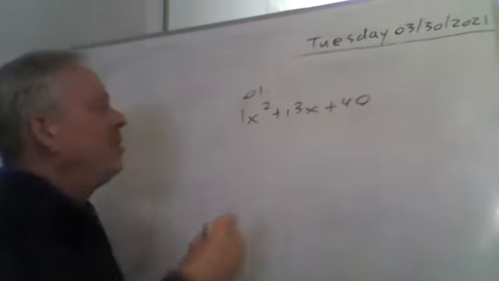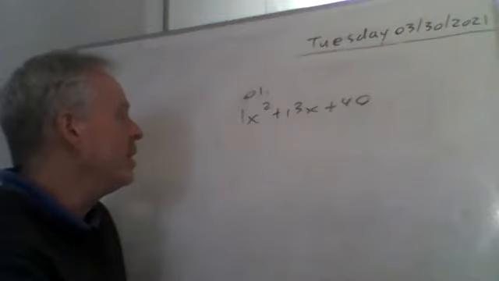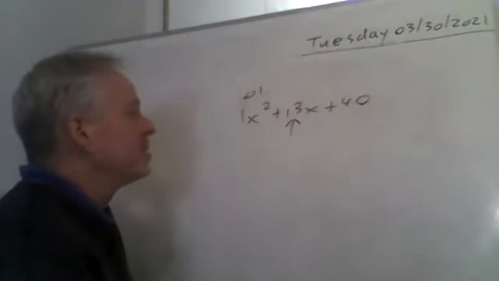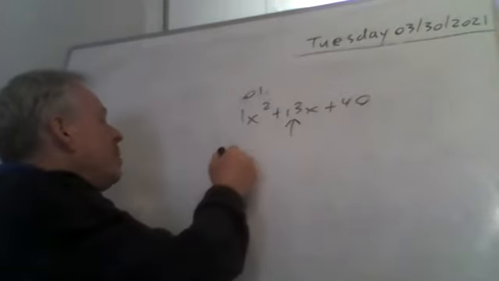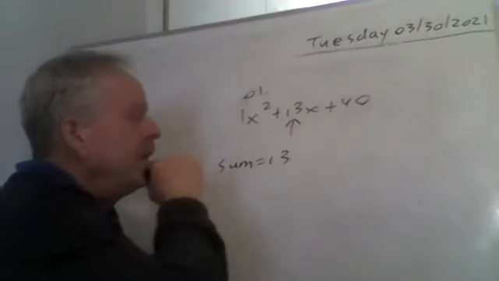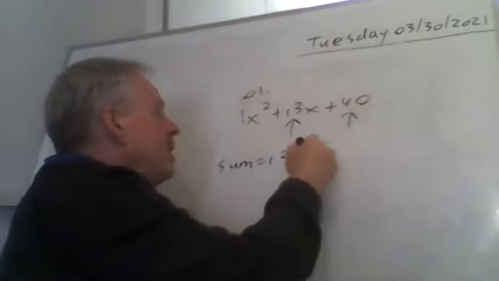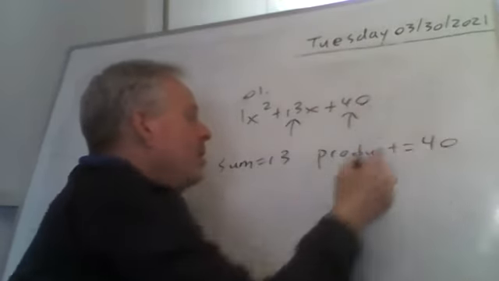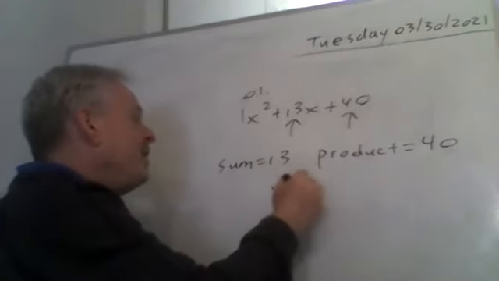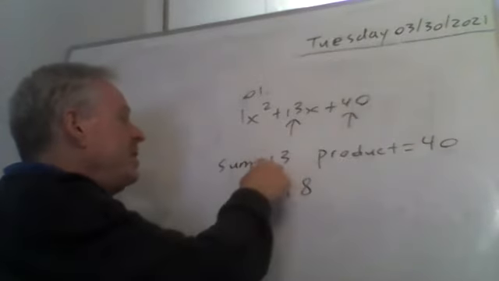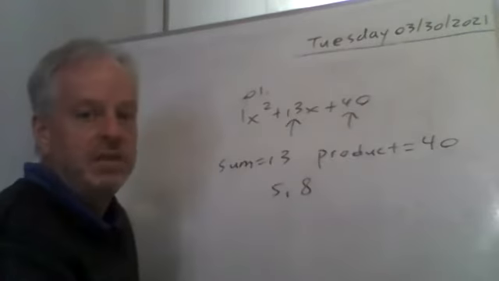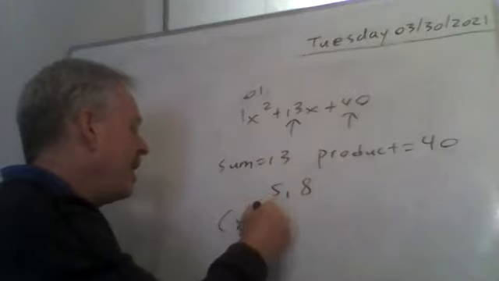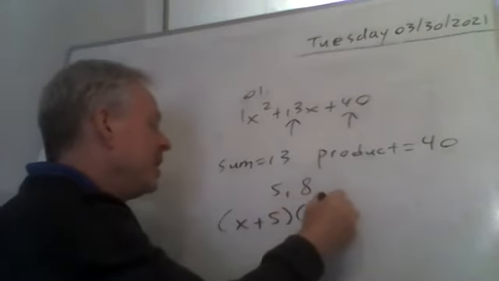So you can see the leading coefficient is 1. The coefficient of x squared is 1. So when the coefficient of x squared is 1, what you want to do is take the coefficient of x, which is 13, and you want two numbers whose sum is equal to 13. And then you look at the constant, which is 40, and you want two numbers whose product is 40. So those two numbers could be 5 and 8, because 5 plus 8 is 13, and 5 times 8 is 40. Therefore, to factor this trinomial, it would be x plus 5 times x plus 8.